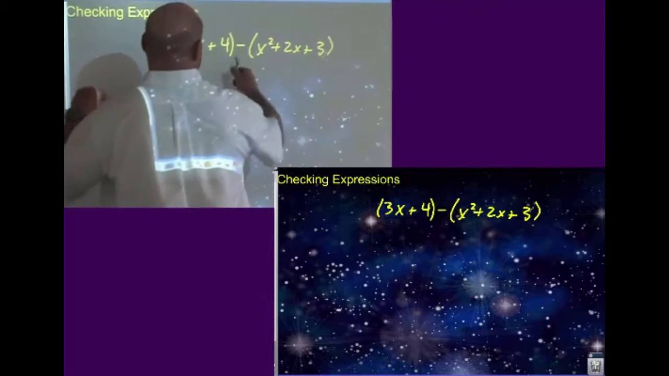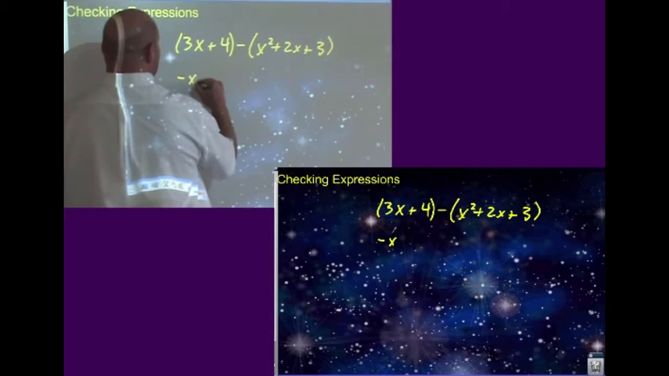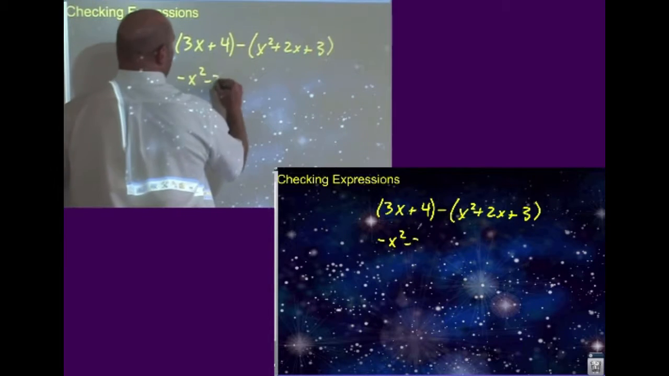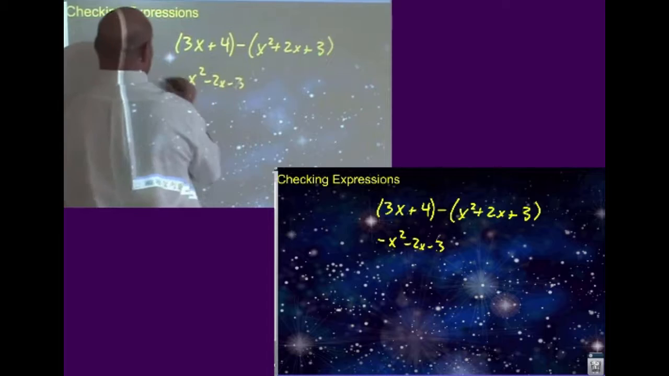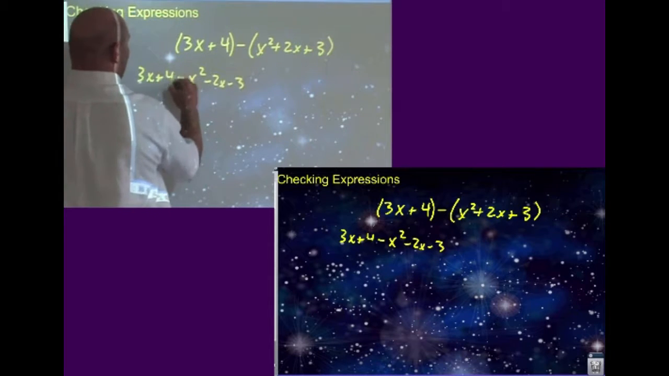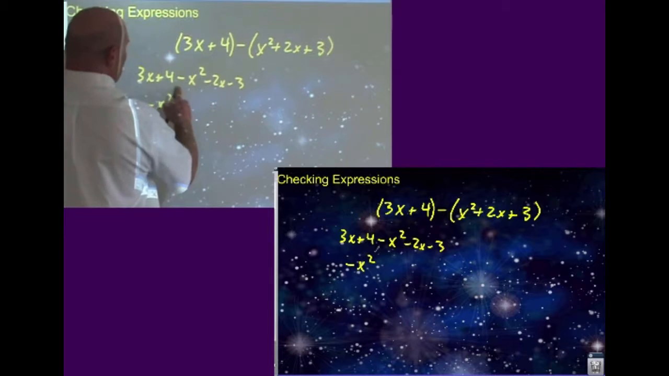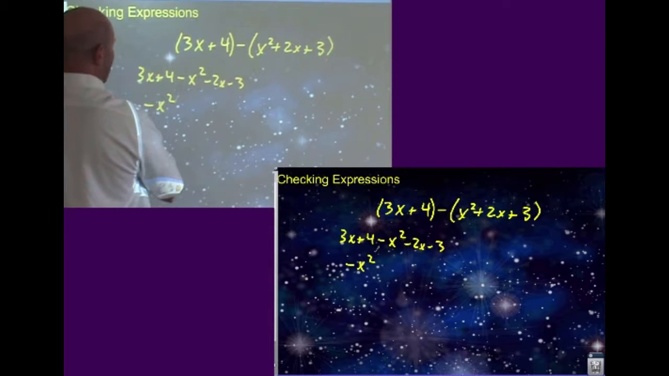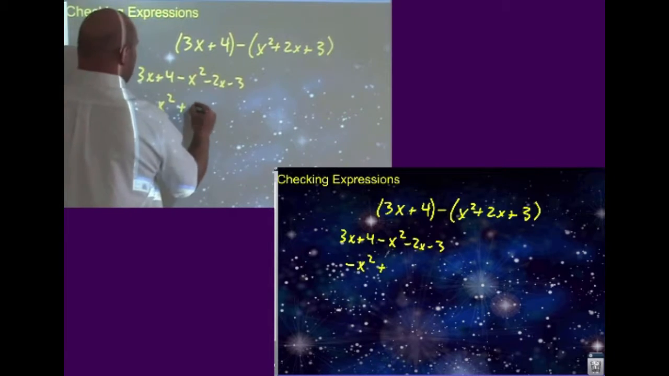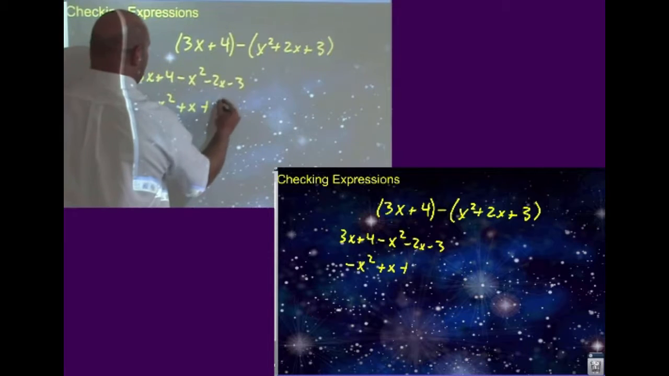First of all, let's simplify this. So let's say this is negative x squared minus 2x minus 3. We distribute the negative through there, so that's 3x plus 4 is equal to that. Negative x squared doesn't have anything that goes with it, or you can actually say that as the opposite of x squared. 3x minus 2x is x. 4 minus 3 is 1.